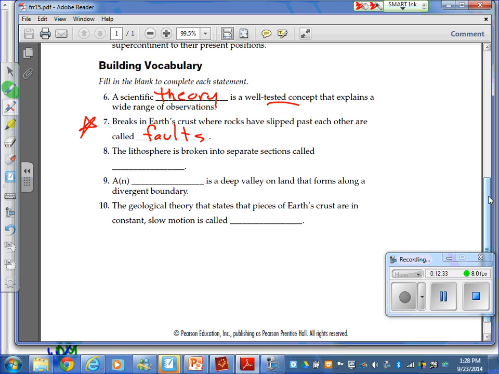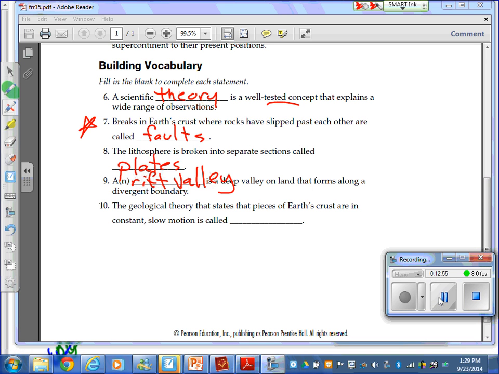The lithosphere is broken into separate sections called plates or tectonic plates. A blank is a deep valley that forms along a divergent boundary on land. Okay, so this is important. We've talked a lot about the mid-ocean ridge. So a rift valley is a deep valley that forms along the divergent boundary. And yes, there is volcanic activity there. And there's one very famous one on the Earth. Anyone know where the Rift Valley is?